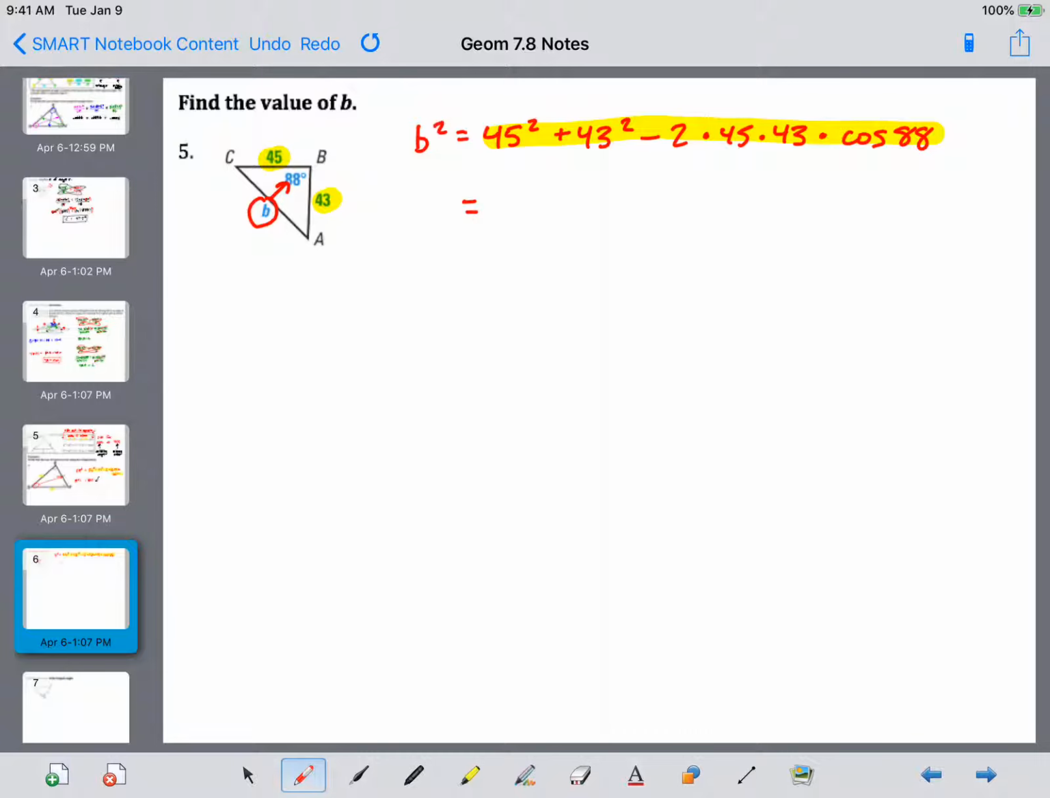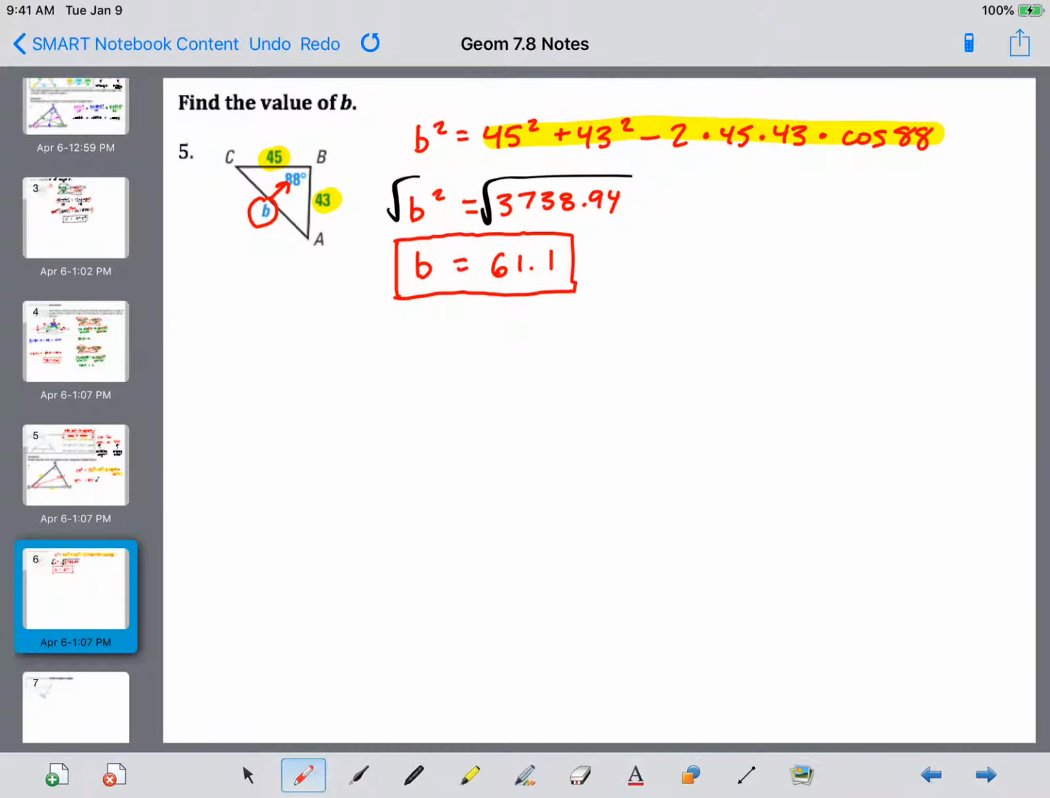So if you do that, I'll give you a sec if you need to pause, give it a shot. But if you do it correctly, you are going to get 3,738.94 if you round that to 2 decimals. And remember, that equals B squared. So the last step here is we're going to take the square root of both sides, and we'll get B by itself is going to be about 61.1. And that seems like a reasonable answer if we look at that triangle. I think that makes okay sense.